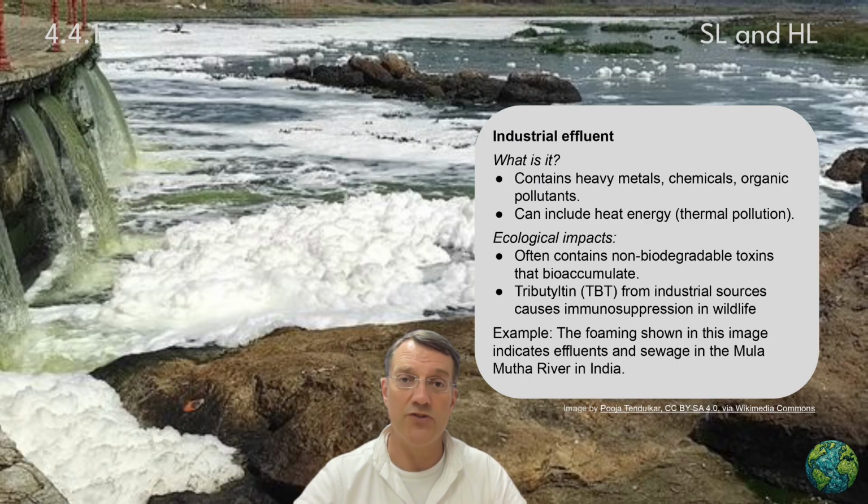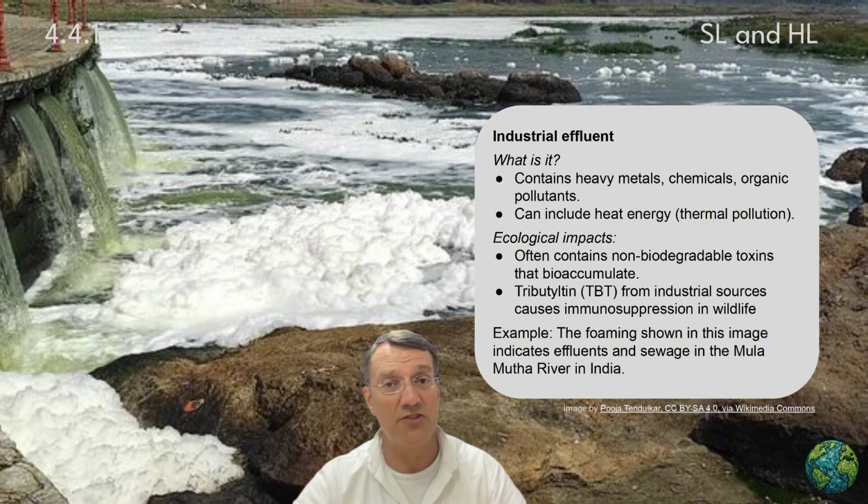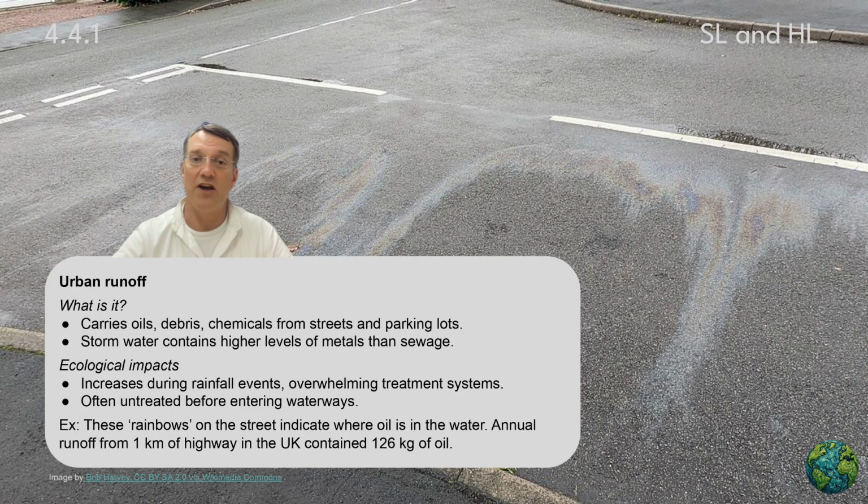The foaming water you see in this image from the Mulamutta River in India shows the presence of industrial effluents that are mixed with sewage, and that creates a toxic combination. Urban runoff might surprise you as a pollution source, but it's pretty significant.